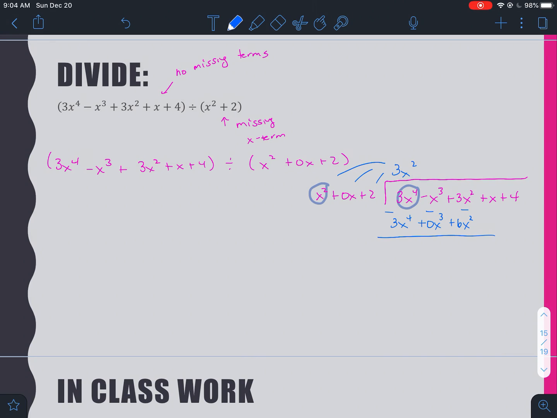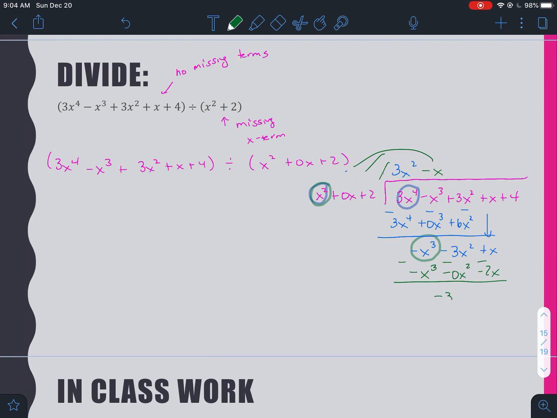And then subtract going down. 3x to the fourth minus 3x to the fourth is 0. Negative x cubed minus 0x cubed is negative x cubed. 3x squared minus 6x squared is negative 3x squared. And then bring down the x term. And then x squared times what is negative x cubed? Well, we need a negative x. And then distribute that negative x in. And we get negative x cubed minus 0x squared minus 2x.